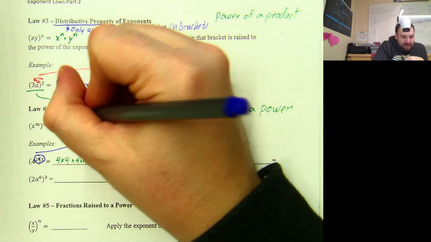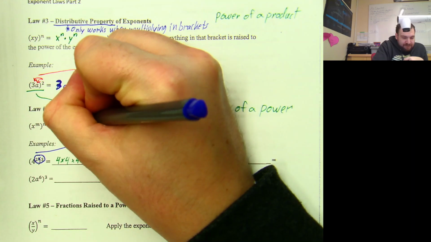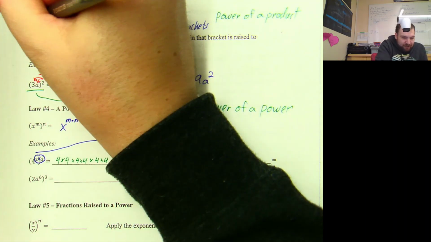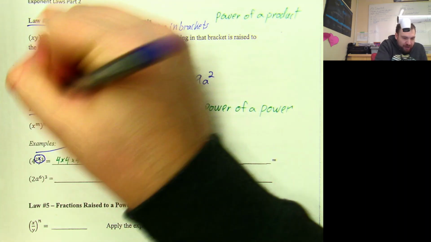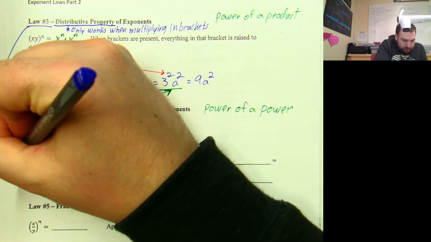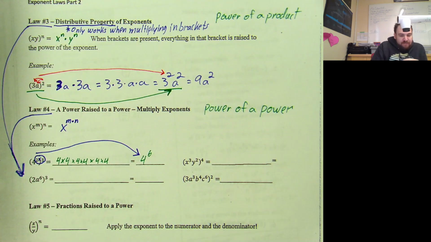X to the power of m times n. Absolutely. In general, that's what we're doing here. So what we're going to do now is combine laws 3 and 4. We're going to take law 3 and law 4 and combine them to do 3 more examples.